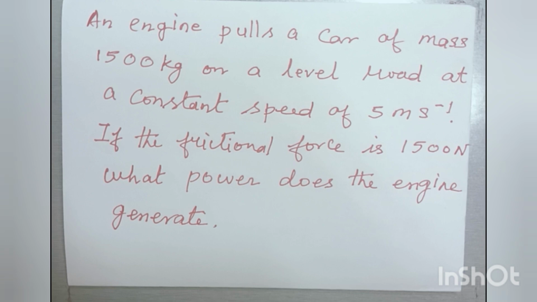So when the car moves on the road, the tire of the car and the road will have a friction. That frictional force is 1500 newtons. So there is a friction between the car tire and the road, given as 1500 newtons. So what power does the engine generate? The engine is equipment which pulls the car. So it has to generate some energy or power to move the car, which is 1500 kg.